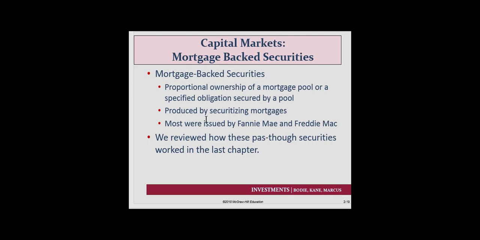We also have something referred to as mortgage-backed securities. We briefly talked about them earlier. They represent ownership in a mortgage pool. Most of these have been issued by Fannie Mae and Freddie Mac. We also have some that are issued by an agency called Ginnie Mae. These are what are referred to as pass-through securities. And we talked about these again in the last chapter.